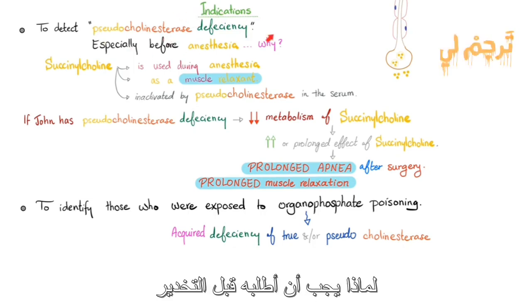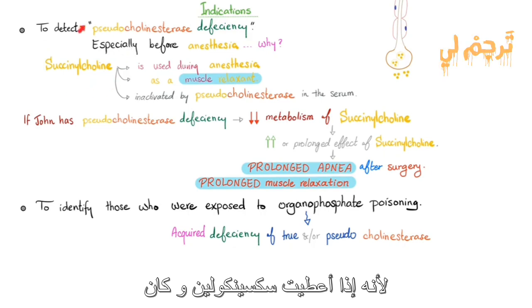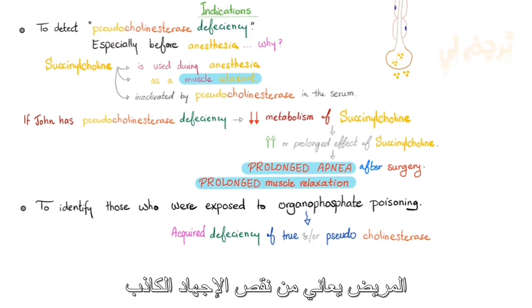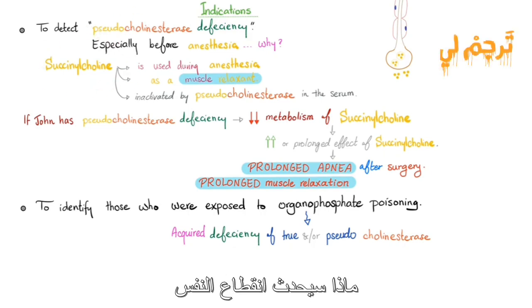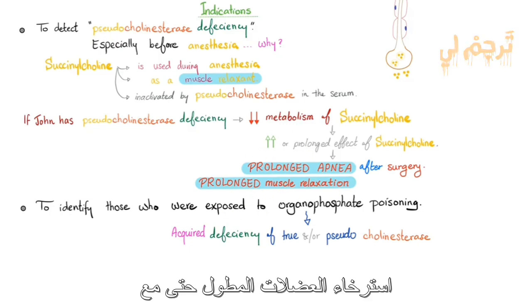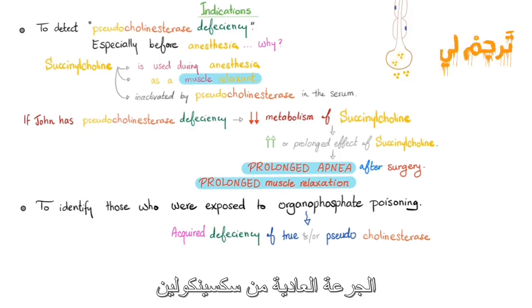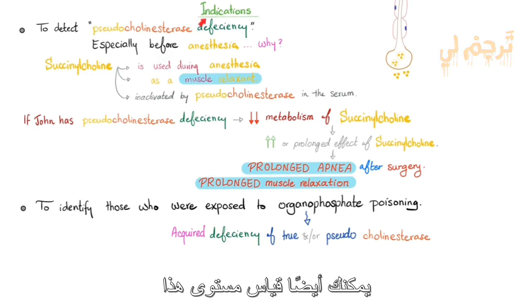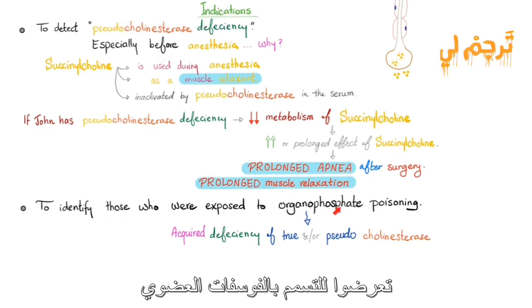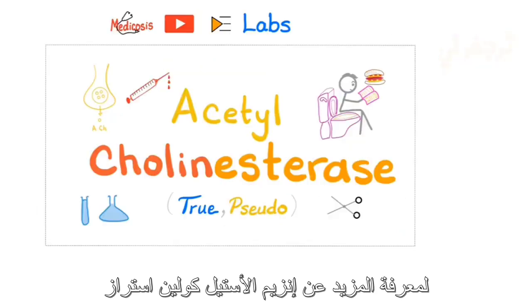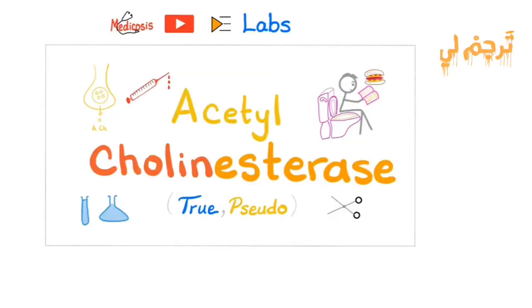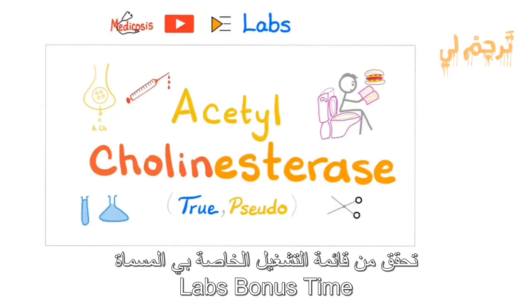Why should I order it before anesthesia? Because if you give succinylcholine and the patient has pseudocholinesterase deficiency, what's going to happen? Succinylcholine apnea. Prolonged muscle relaxation, even with the normal dose of succinylcholine. Also, you can measure the level of this enzyme to detect and to identify those who have been exposed to organophosphate poisoning. To learn more about acetylcholinesterase enzyme, check out my playlist called Labs.